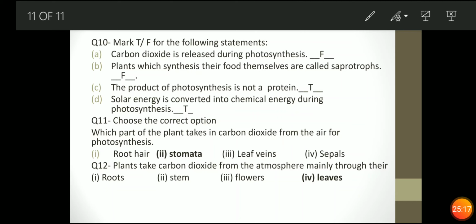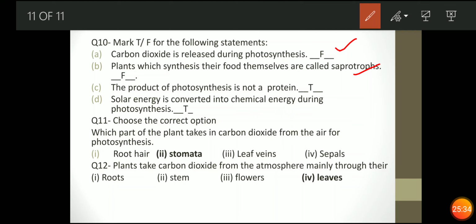Now mark true false for the following. Carbon dioxide is released during photosynthesis. No, oxygen is released. Plants which synthesize their food for themselves are called saprotroph. जो plants अपना खाना खुद बनाते हैं उन्हें हम क्या बोलते हैं? Autotroph. So it is also false.